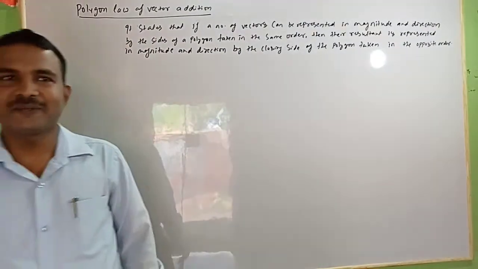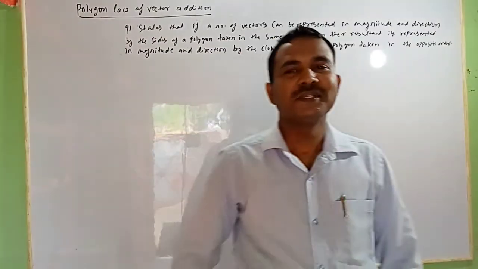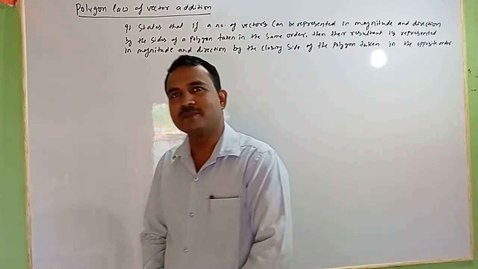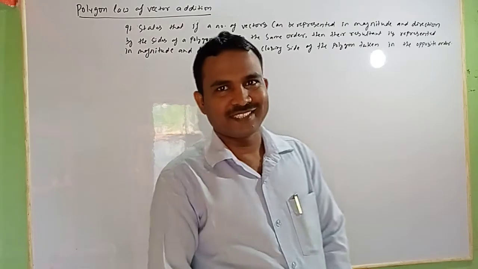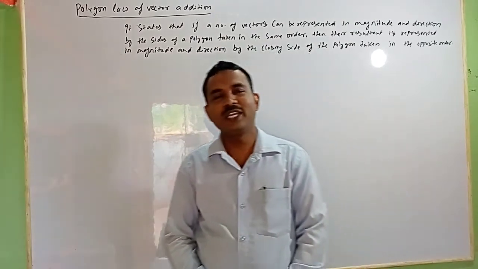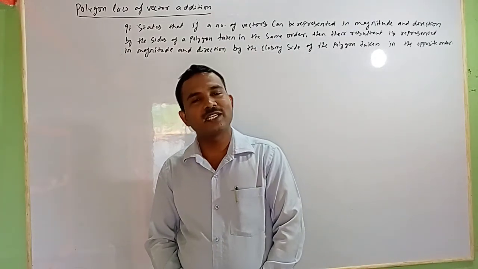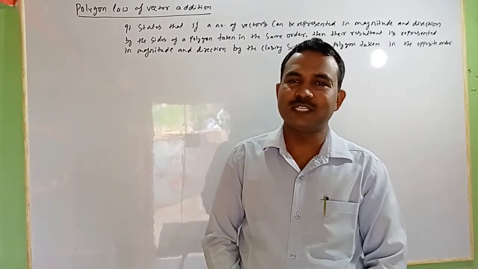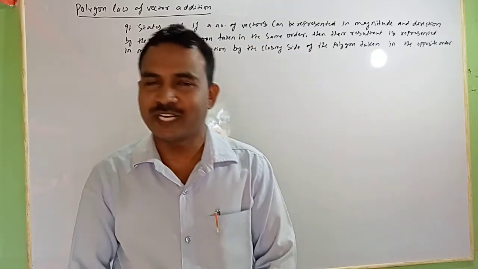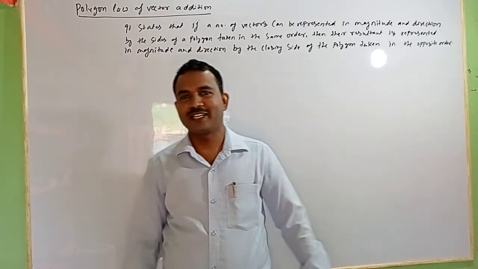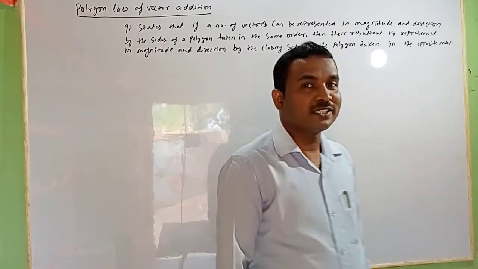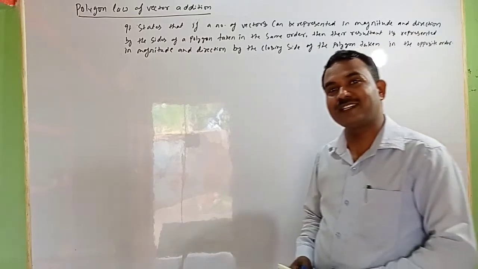Fine. Okay, very good. So today we have the next topic, that is the polygon law of vector addition. Before it, in your vector chapter, we have completed the triangle law of vector addition and the parallelogram law of vector addition. Okay, what is the formula of the triangle law of vector addition?